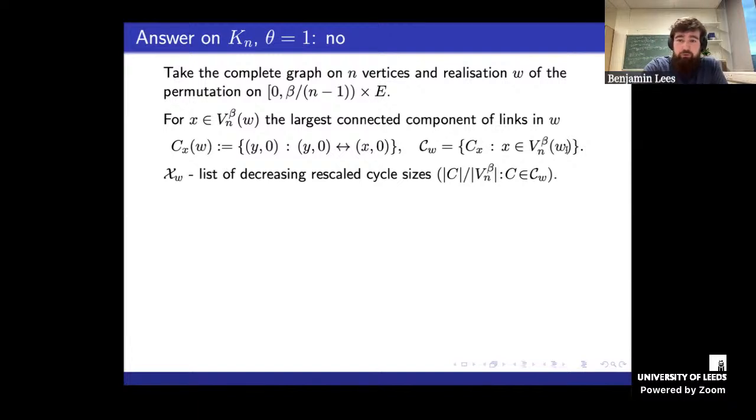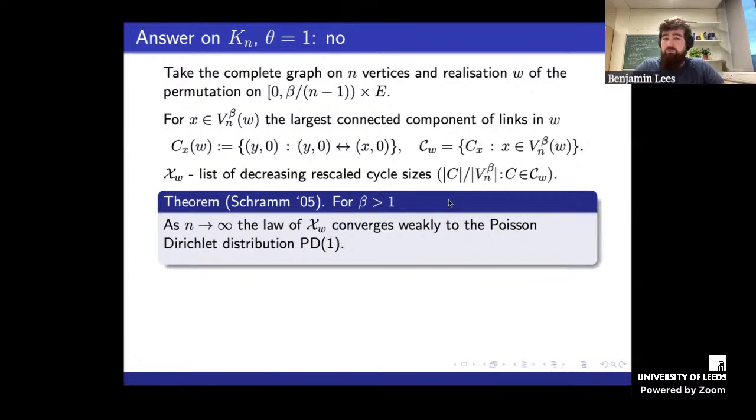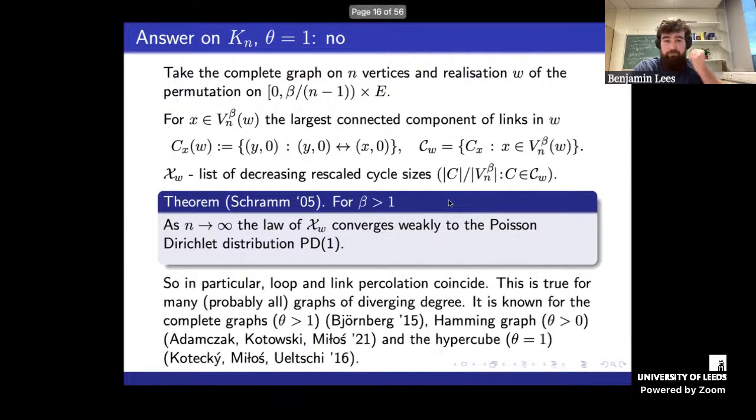And we know even more, thanks to a really remarkable result of Schramm, which is if we take the list of these cycles Cx, we normalize them by the size of the giant component that they live on and put them into decreasing order, then as n goes to infinity, the law of this list, which is a partition of the interval 0, 1, converges to a Poisson-Dirichlet 1 distribution. So not only do we know that there are infinite loops, we know that there's a lot of them, infinitely many of them, and we even know what the law governing their relative sizes are. In particular, this shows that loop and link percolation coincide on the complete graph in this precise sense.